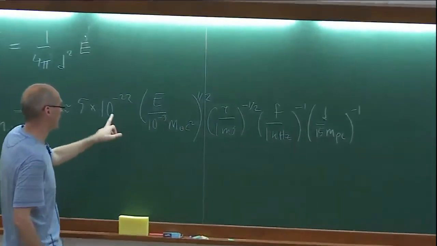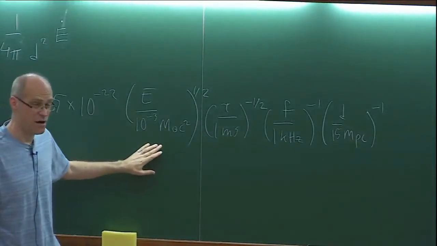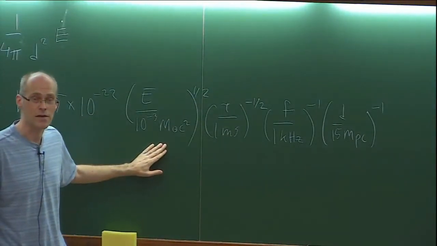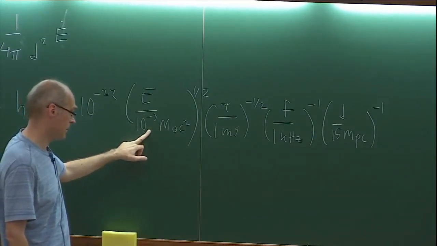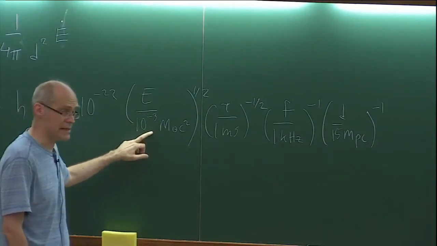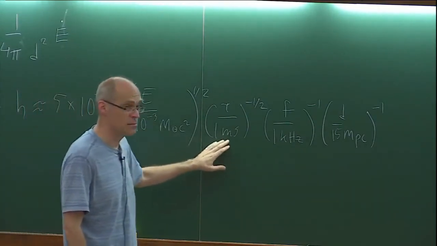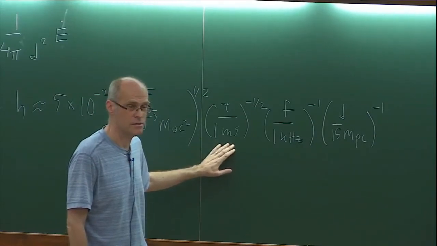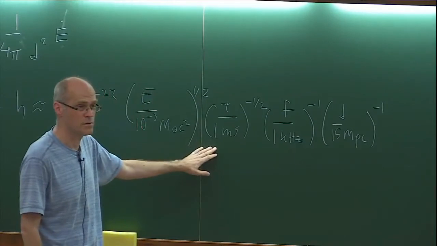And then you see that to get this 10 to the minus 22, I need to put a fairly large amount of energy in. Okay, so what I'm saying in this estimate is I'm releasing 0.1% of the mass energy of the sun in a millisecond, right? Now that's a lot of energy in a very short time.